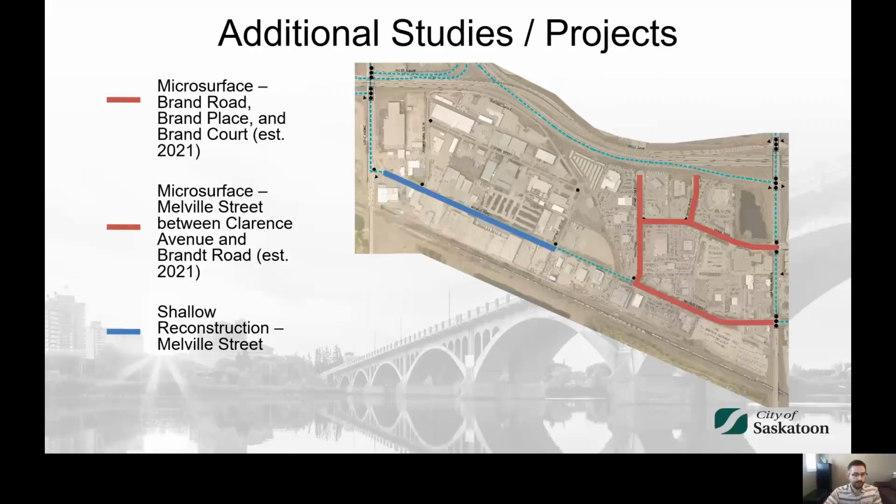In 2022, the city will be completing a shallow reconstruction of Melville Street between Portage Avenue and just east of Lorne Avenue. The extents of this project are shown in blue on the map on your screen. A shallow reconstruction involves removing and replacing the asphalt in a portion of the road structure.